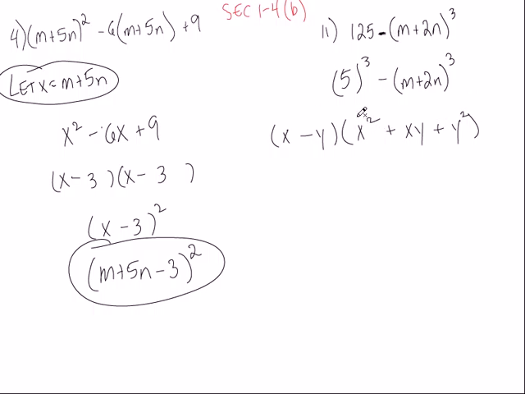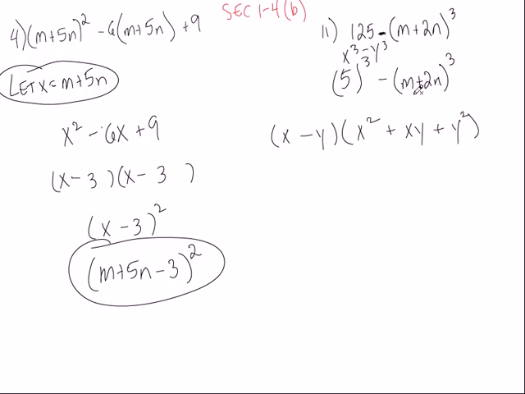What is it? It'd be 5, wouldn't it? Okay, so that's like, because look, it's x cubed minus y cubed. So what's the first thing that's being cubed? It's the x, 5 cubed. You see it? What about the y? What would act as our y over here? m plus 2n.